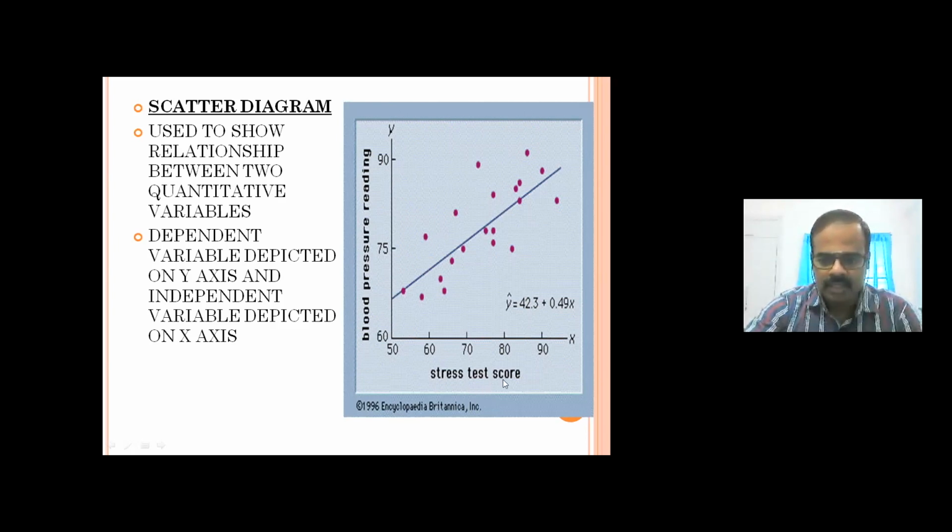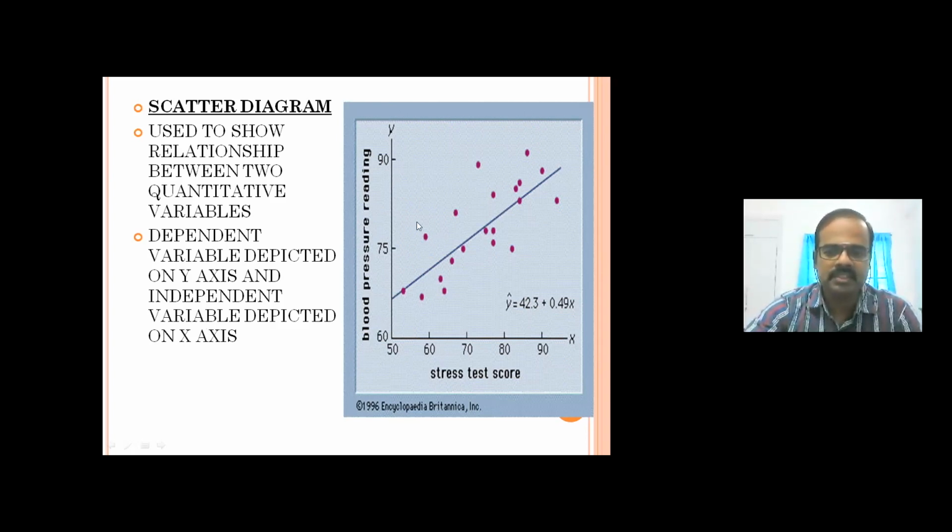So here, stress test score and blood pressure, right? These pink colored dots are here. As the test score increases, the stress score or the BP increases, and both are measurable data. So to show the relationship between two random quantitative variables, we use a scatter diagram, which is also called a correlation diagram. The important thing is that the dependent variable is depicted on the y-axis and the independent variable is depicted on the x-axis. So what is the dependent variable here?